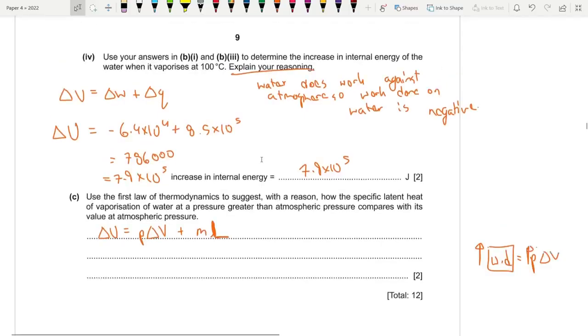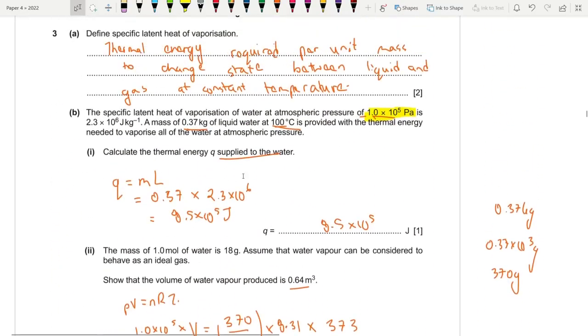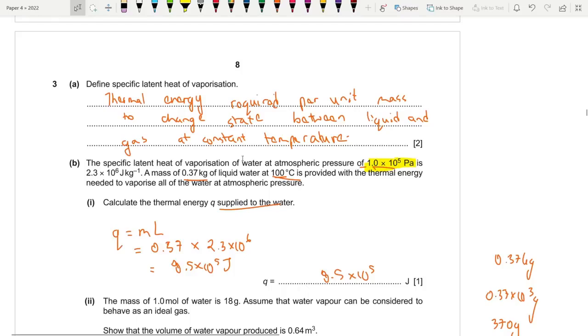What does specific latent heat state? It's the amount of thermal energy required per unit mass to change the state between liquid and gas. So at higher pressure, more heat is required to change the state, or we can say that the specific latent heat is higher at higher pressure. Why is that? Because more pressure is exerted, so we need a higher boiling point. The boiling point increases basically.